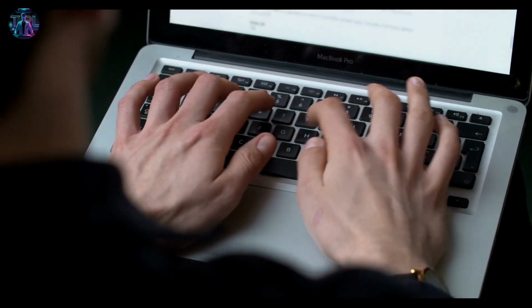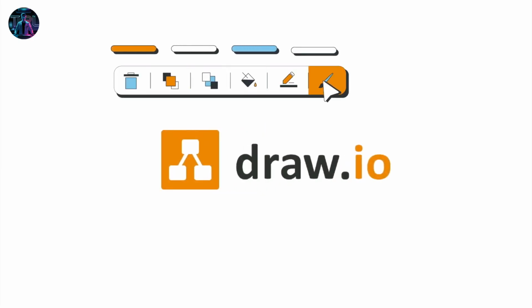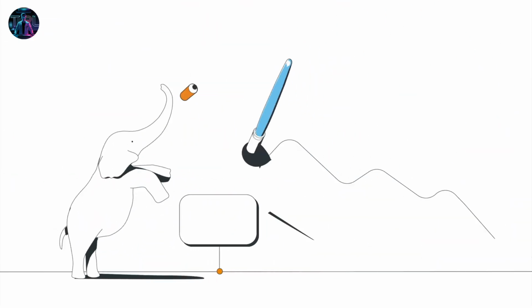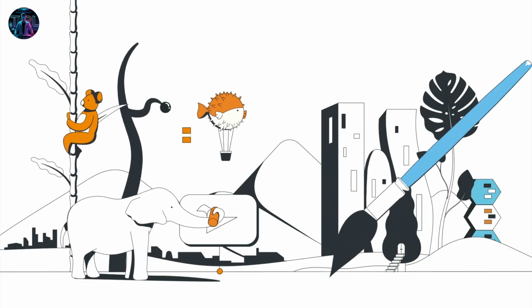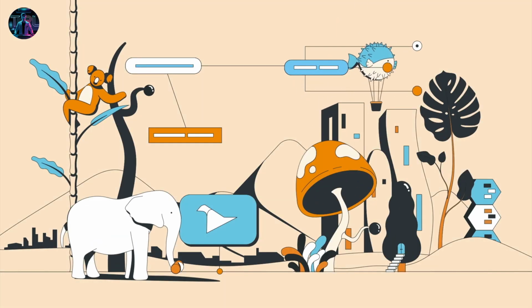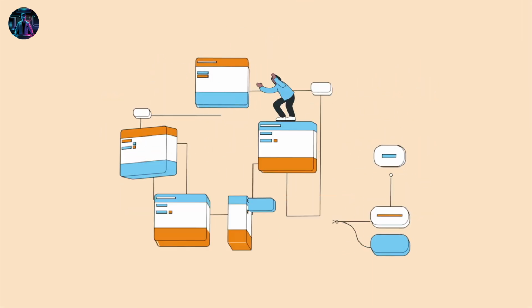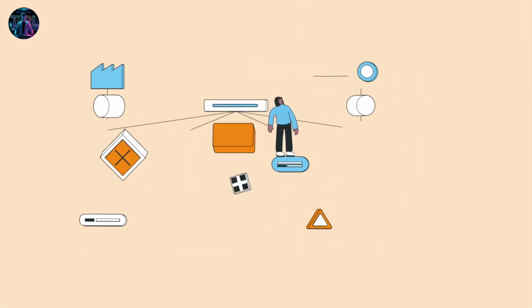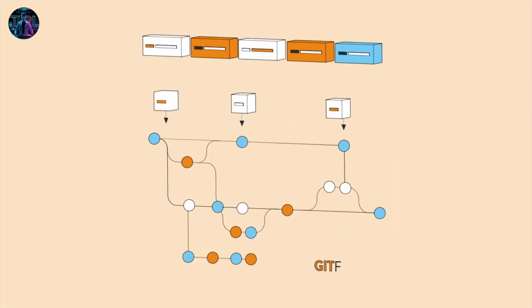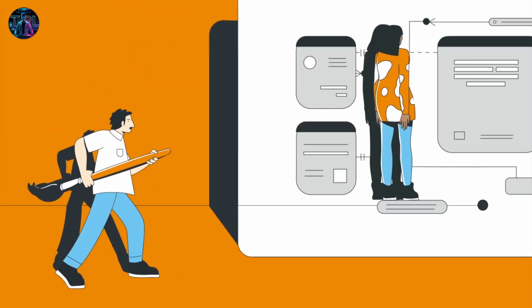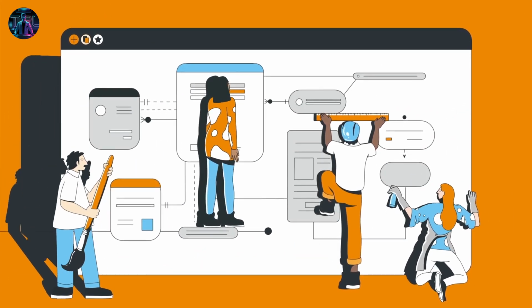Today, I'll show you how to do it with Draw.io, a powerful free tool for creating professional diagrams quickly without the hassle. Let's dive in. Draw.io is an online diagramming tool that allows you to create flowcharts, data flow diagrams, sequence diagrams, system architecture diagrams, and more, all in just a few clicks.